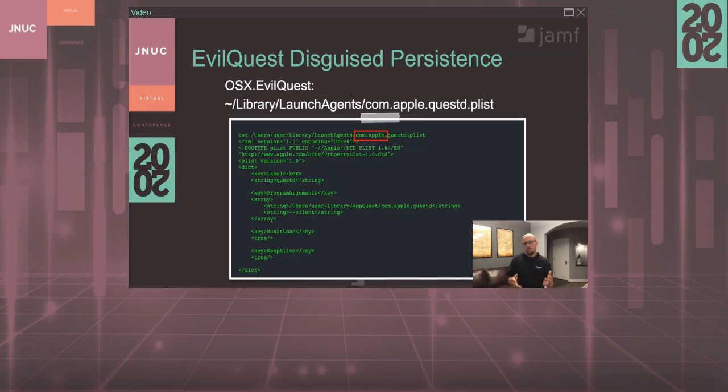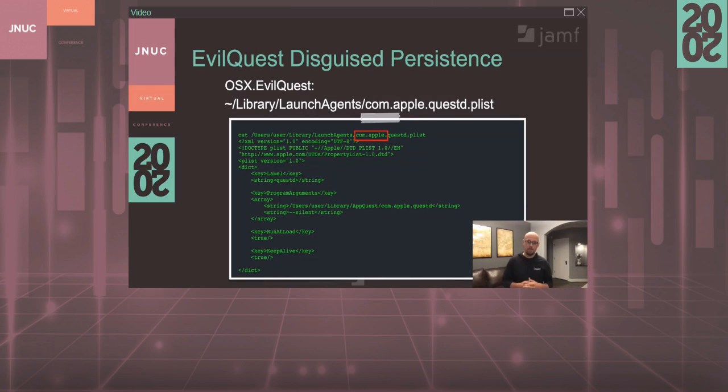However, this does not solve the initial problem that somebody out there had to be infected by EvilQuest before we knew it existed and knew that this key could be used as a signature. This is where behavioral-based detections come into play. At Jamf Protect, we were actually protecting against EvilQuest before anyone even knew it existed. This is because EvilQuest actually triggers one of our behavior detections. What it does is it creates a persistence item, or a launch agent, called com.apple.questd.plist.